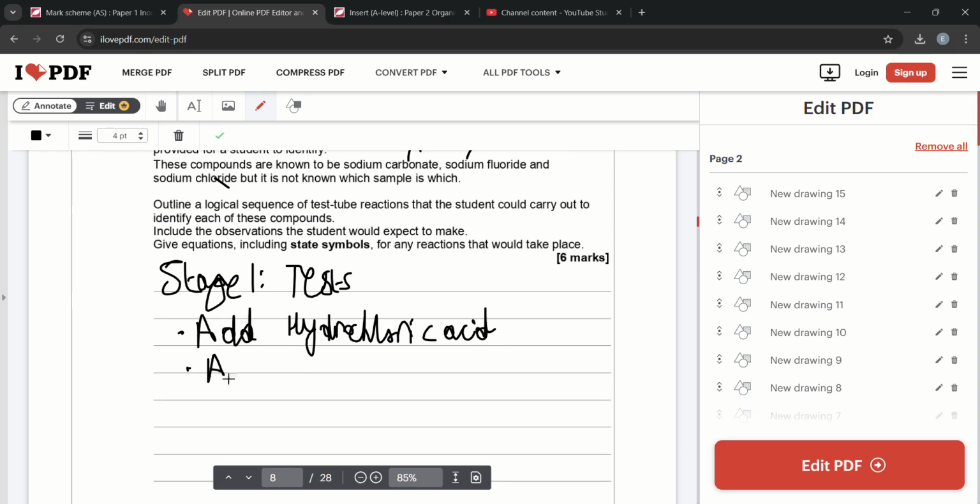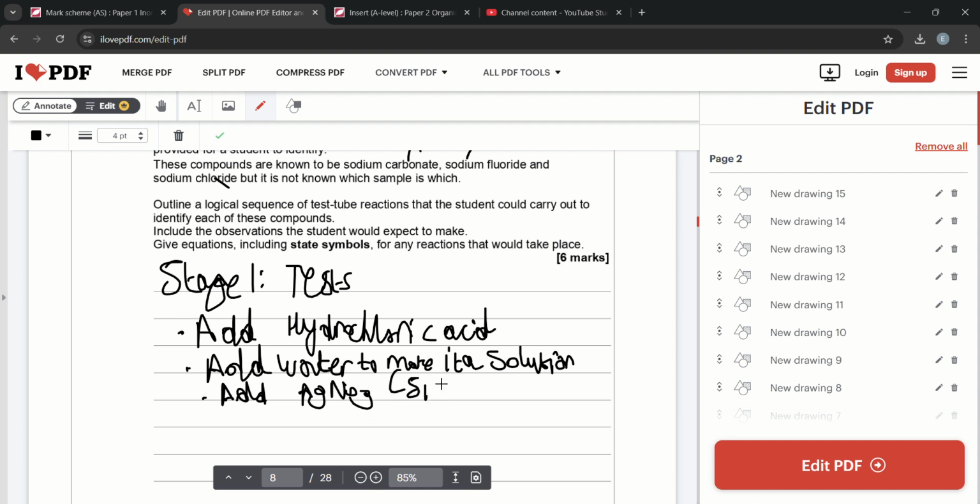Then we want to add water to make it a solution. Then we want to add AgNO3, silver nitrate solution. So we add hydrochloric acid, add water to make it into a solution, add silver nitrate.